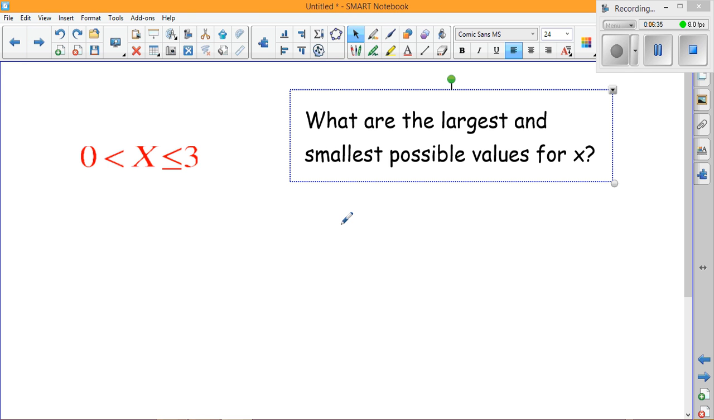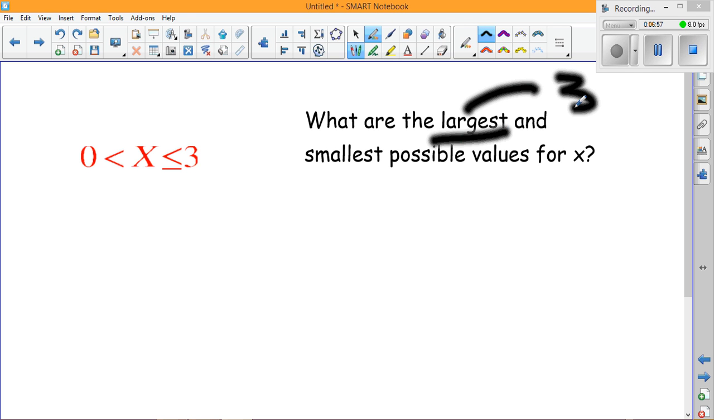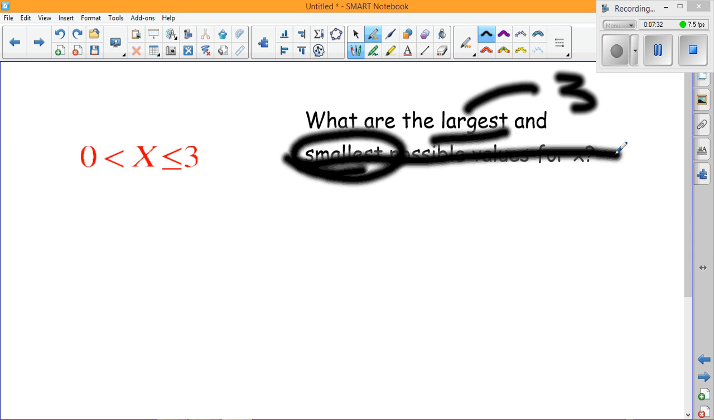And this is always an interesting question as well. What are the largest and smallest possible values for x? So x is sandwiched in between 0 and 3. The largest it can be is equal to 3, but it can't be any larger than 3. So the largest possible value has to be 3. But what about the smallest possible value for x? Well, x can't be 0. So what's the number that comes immediately after 0? Is it 0.009? Is it 0.1? Is it 0.00000000009? We can get very, very close to 0 without ever actually reaching 0. So there's no possible way that we can find the smallest possible value for x. But we can find the largest because we know that it has to be 3. There's nothing larger than 3 allowed. That's what the inequality says.